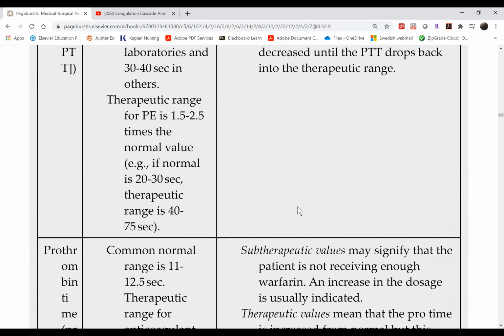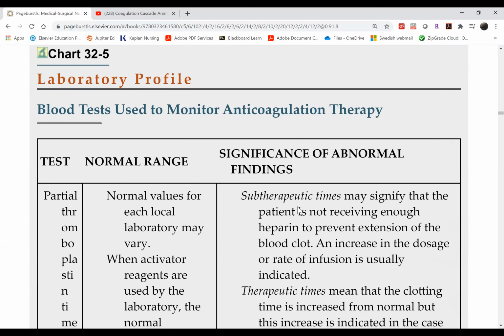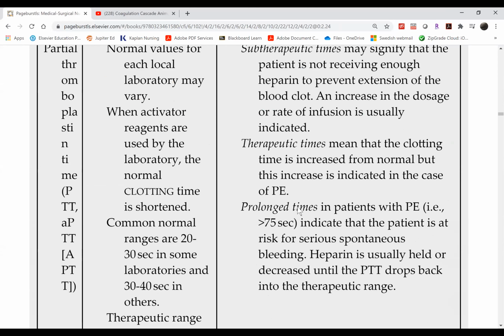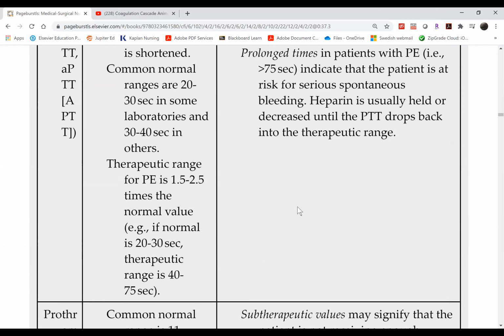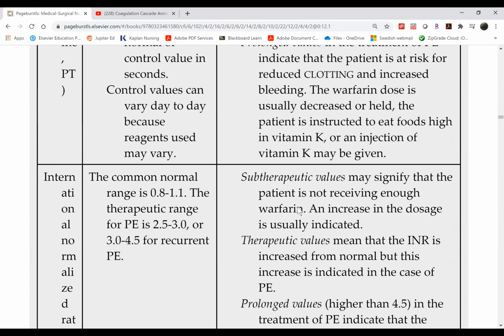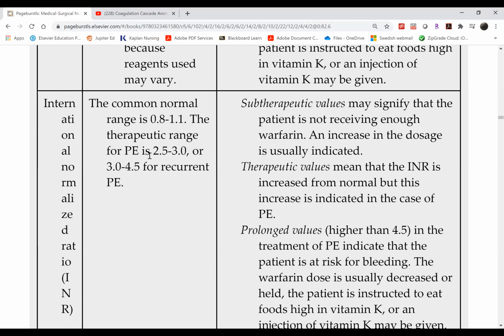And that should, last chart, 32-5. There are some variations here. So for instance, if the patient has a recurrent PE, look here. If the PE is recurrent, meaning this is not the first time the patient had a PE, this is now the second or third, instead of 2 to 3, the INR will have to be 2.5 to 3, or even 3 to 4.5. Right? Because your risk necessarily is higher. So we need your bleeding time to be longer.